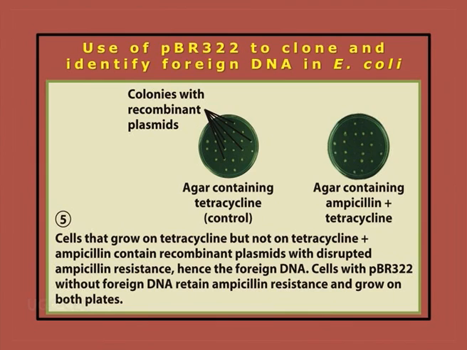So the colonies with recombinant plasmid are compared against the control, the agar containing ampicillin and tetracycline. The cells that grow on tetracycline but not on tetracycline plus ampicillin containing plates are basically the recombinant plasmids, because the ampicillin site is disrupted by the introduction of the foreign DNA.